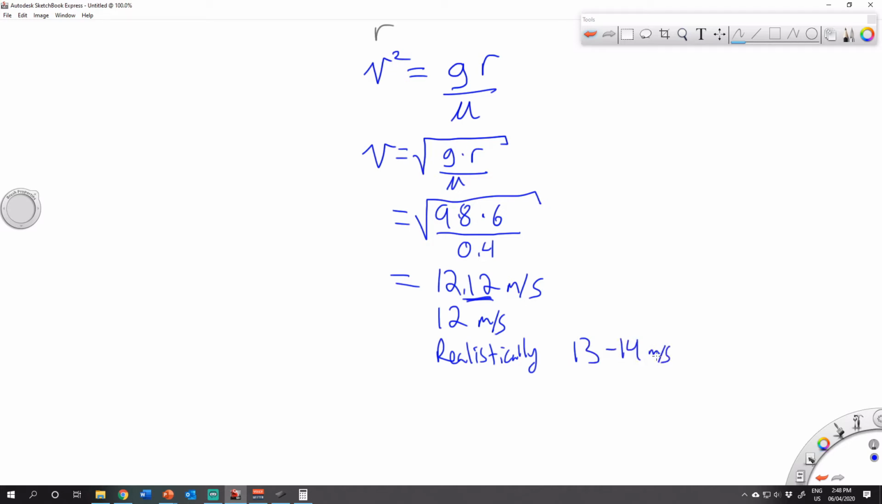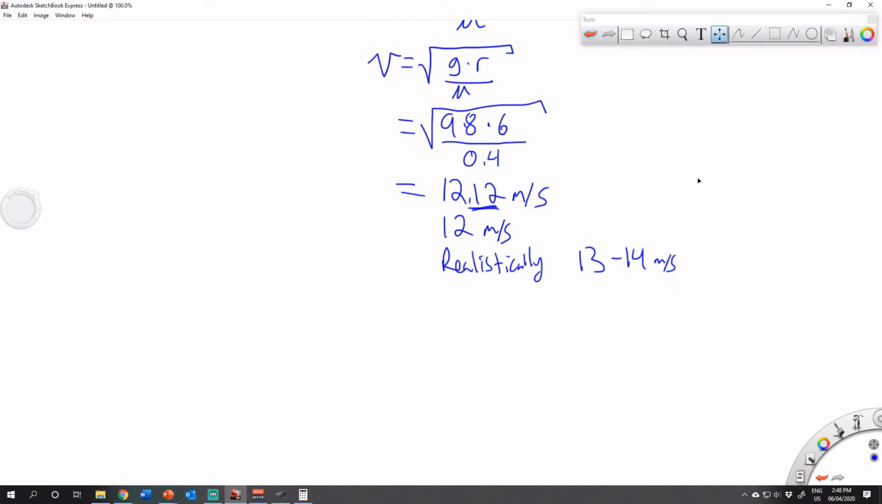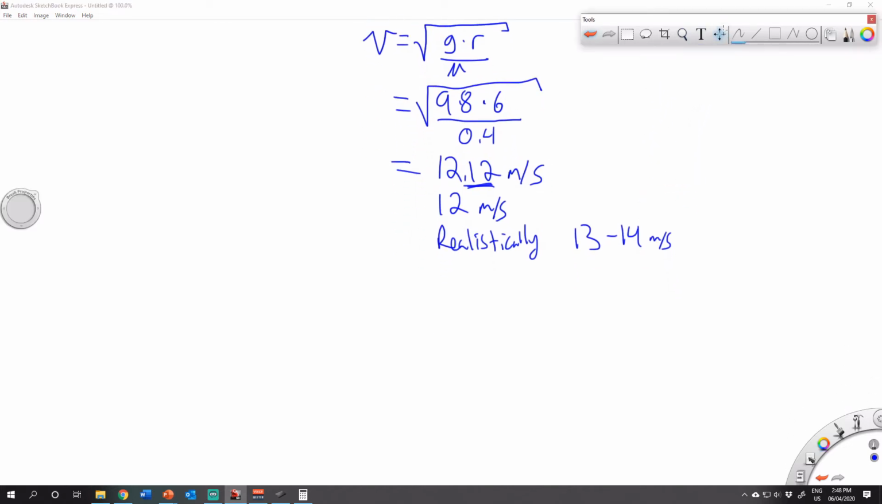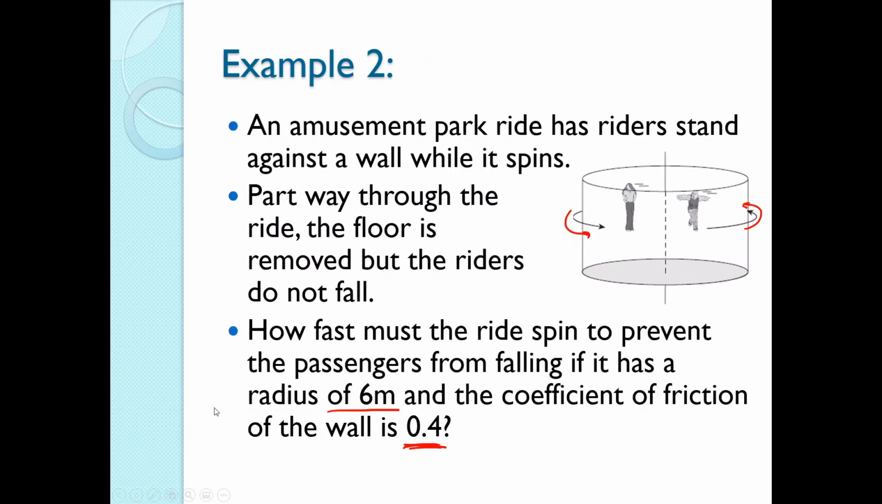Okay, there we go. Now, if you ever get on this ride, know that as long as the ride is designed properly, you should be perfectly fine and you should not fall off, unless you're wearing a frictionless outfit of some variety. All right. Okay, on to the next example.